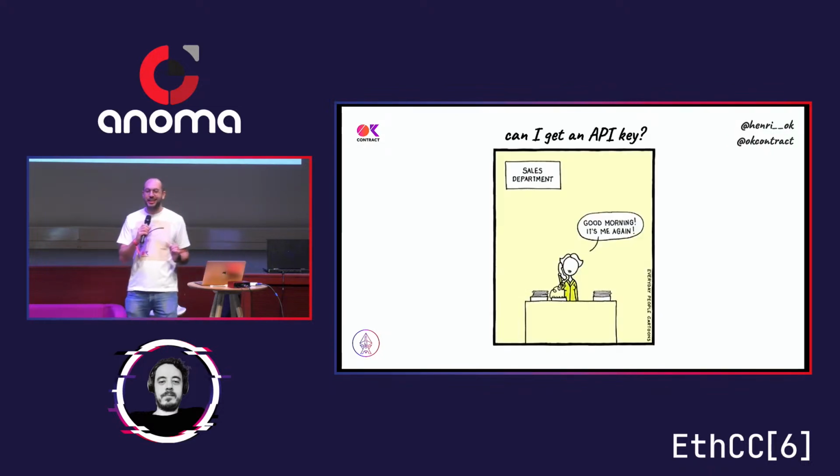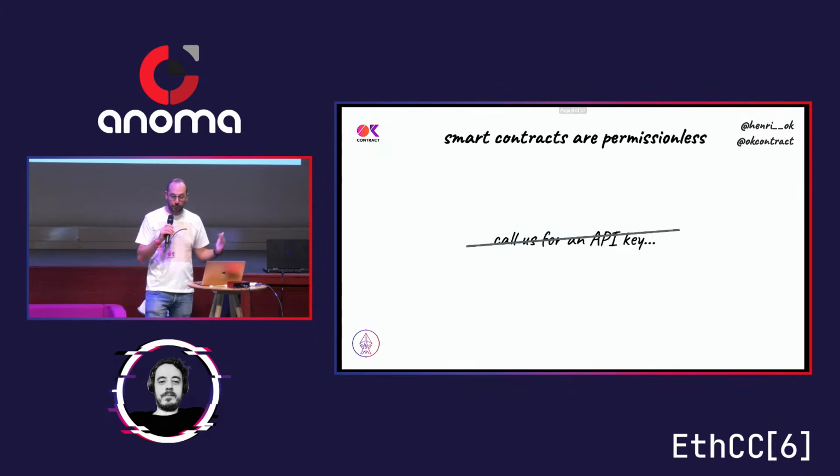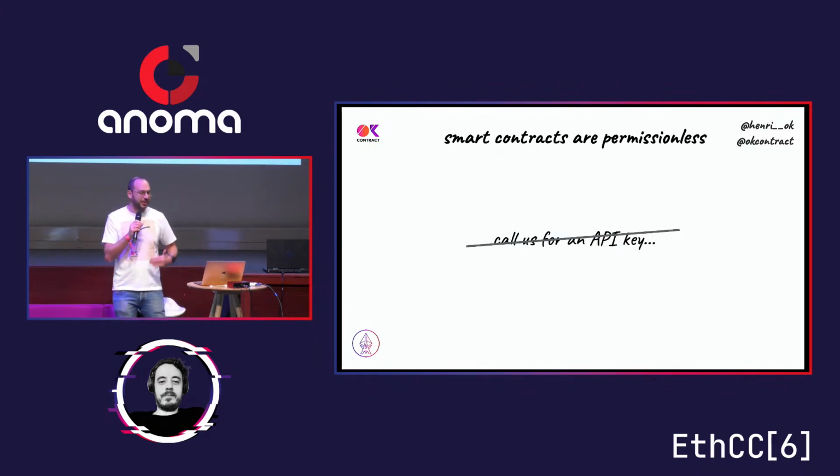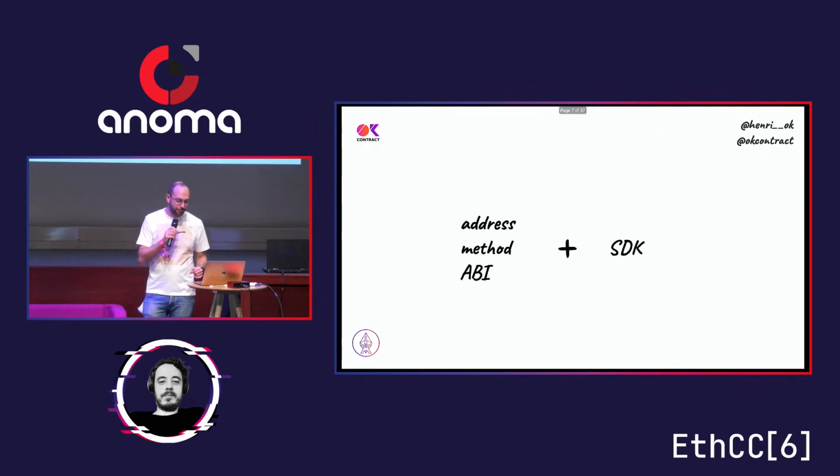And here is something very interesting with smart contracts: they're permissionless. In Web 2, if you want to integrate with a given startup, you need to call them, maybe call the sales team, get an API key so you can build your own front end, your own interaction. But smart contracts are permissionless. No "call us for the API key". So you can just directly build a front end. What do you need to do that?